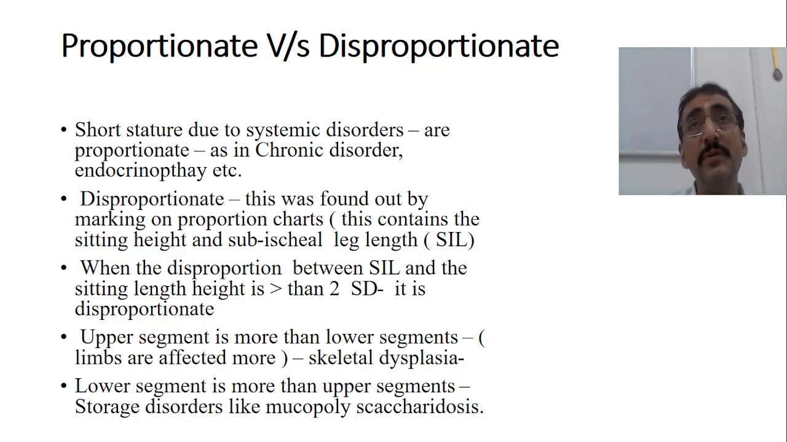Now when I say disproportionate short stature, there are again two possibilities. Anyway it is a short stature, but disproportionate, not proportionate. In one condition the upper segment is more than the lower segment, in another condition the lower segment is more than the upper segment. Okay, upper segment more than the lower segment is usually seen in case of skeletal dysplasia. Whereas lower segment more than the upper segment is usually seen in some of the storage disorders like mucopolysaccharidosis, etc. MPS.